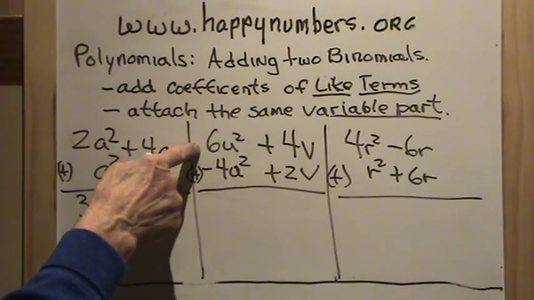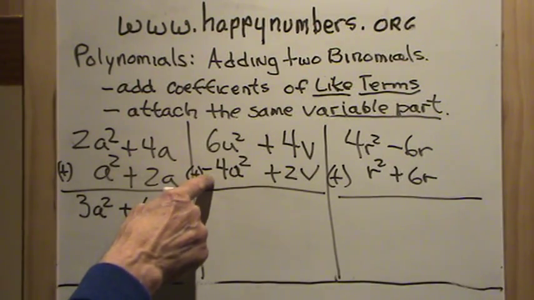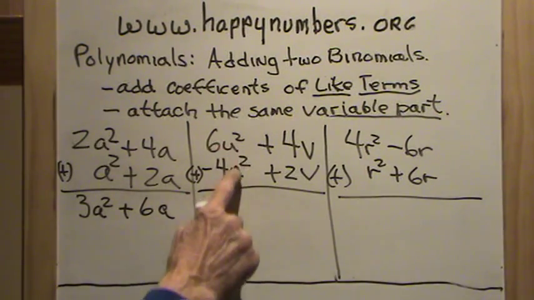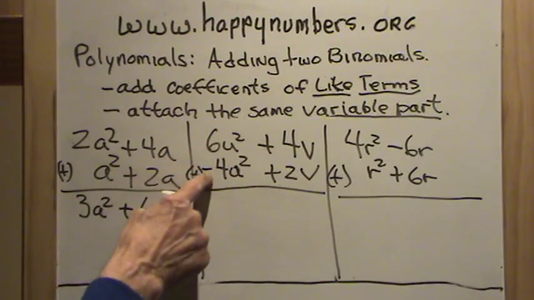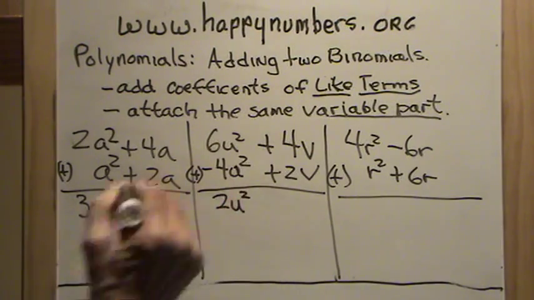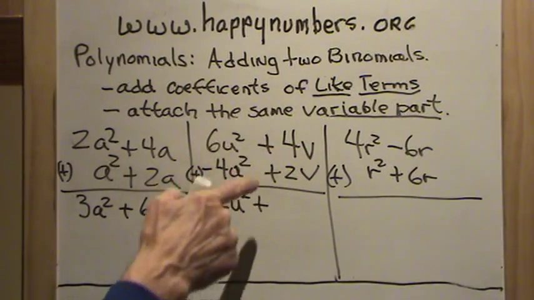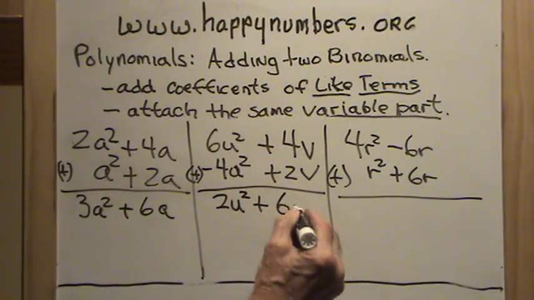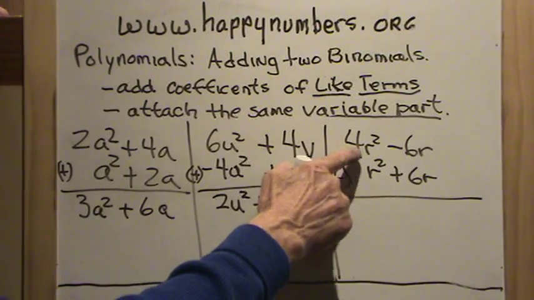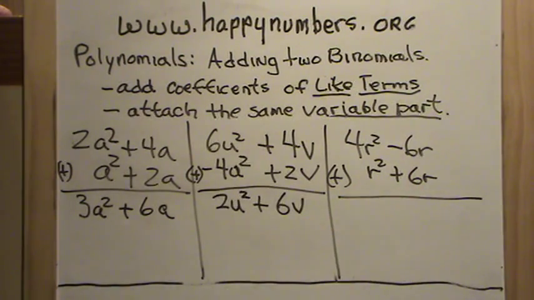Okay, so we have the binomial 6u squared plus 4v, and the binomial negative 4u squared plus 2 times v. These are like terms, so we can combine the coefficients. 6 and negative 4 would give me 2, and we use the same variable part, u squared, plus the variable parts are the same, so these are like terms, so we can combine 4 and 2, gives us 6v. And here we have the binomial 4 times r squared minus 6r and 1r squared plus 6r.